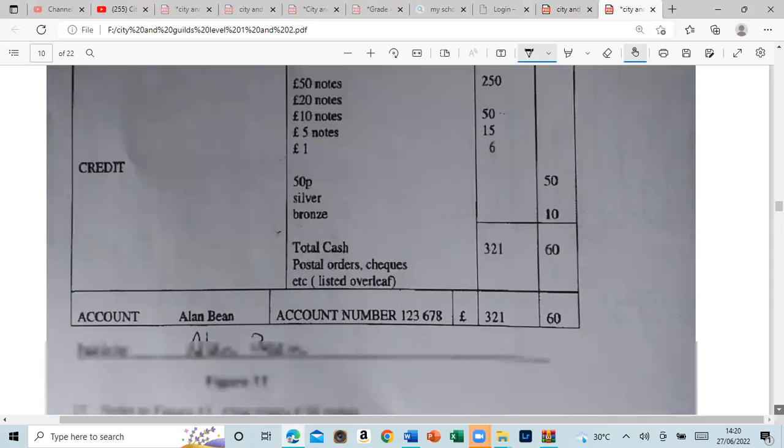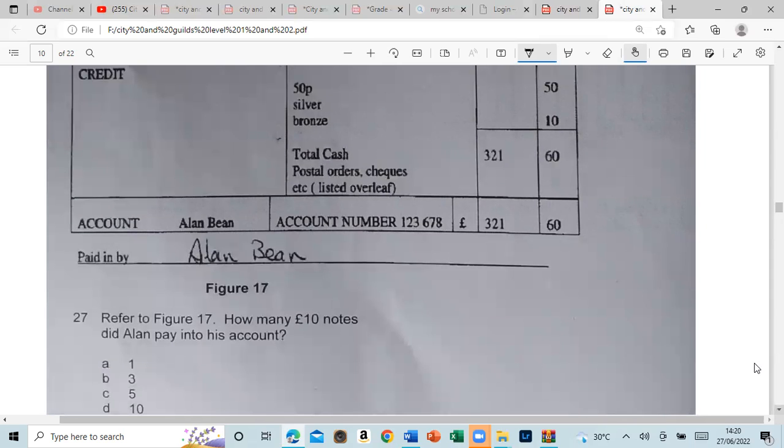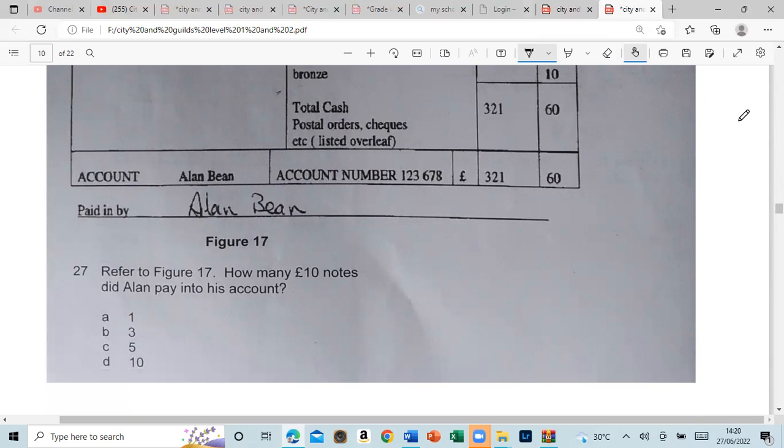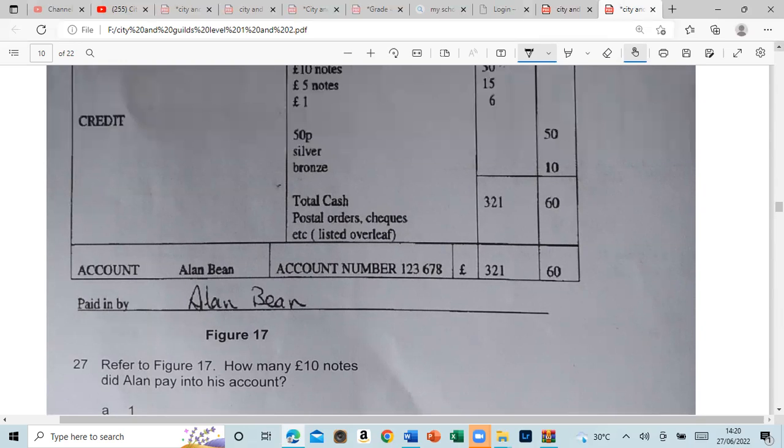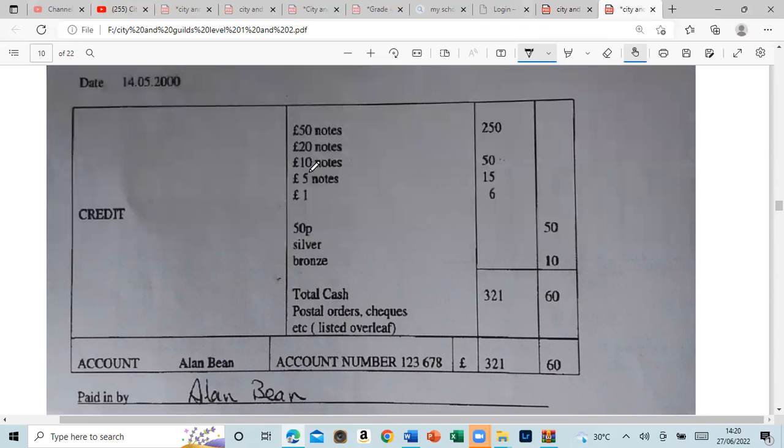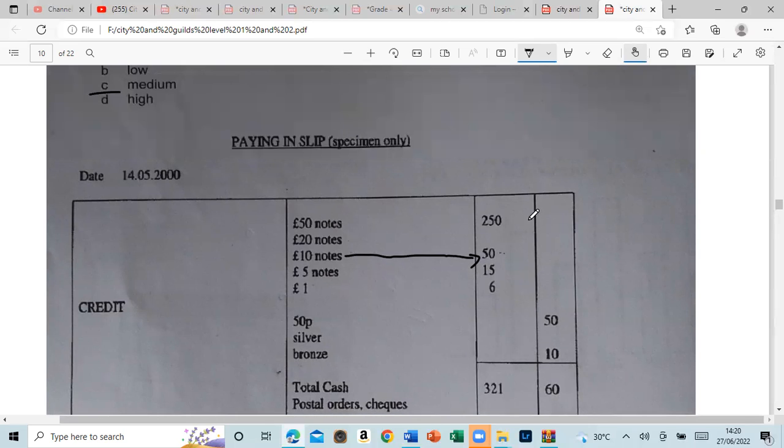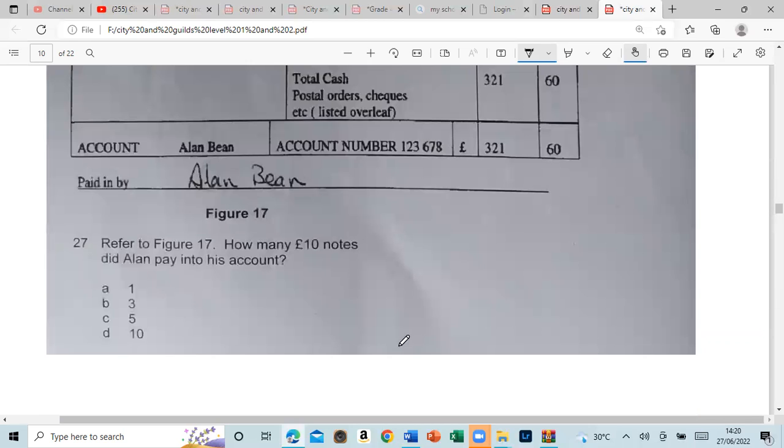So that's C, medium. 27, so it's a pay slip of specimen only. How many 10 notes did Alan pay into his account? So that's 10 pounds. All right, so these are the 10 notes, so that would be 50. Wonder if these are the value. So it should be 5, I answer. 5. Yeah, so that's C.